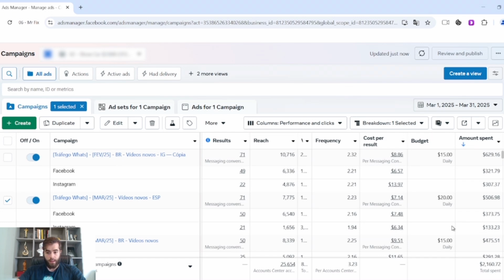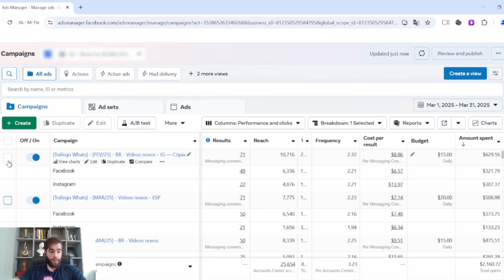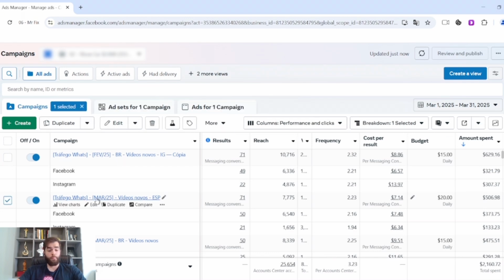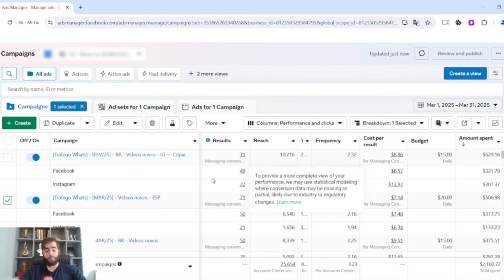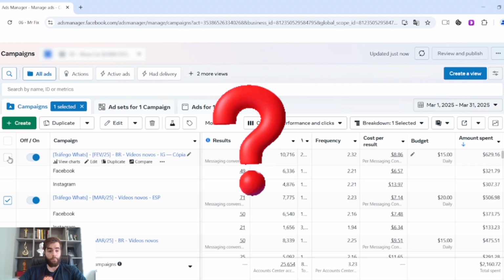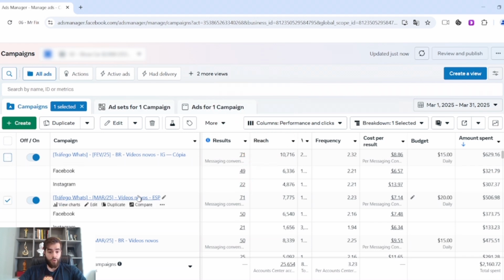In this campaign right here, we've spent $133 to get 21 leads on Instagram. And if we compare to this campaign right here, we got 22 leads, and the cost is like 100% more. So this campaign is better than this one. So if I'm going to put more money, if I'm going to increase the budget of those two campaigns, which one am I going to do this with? I'm going to increase the budget of this one right here, because the leads have a lower cost and the audience is more willing to buy from the company.